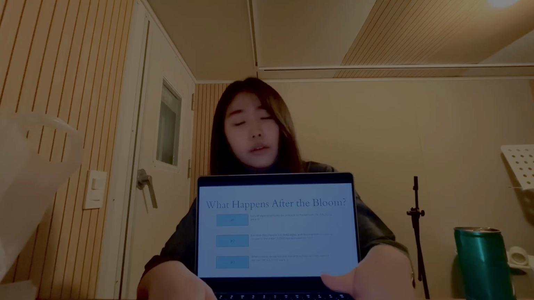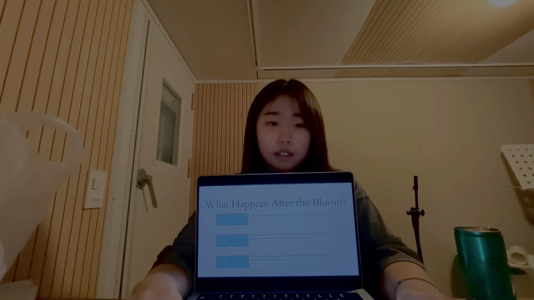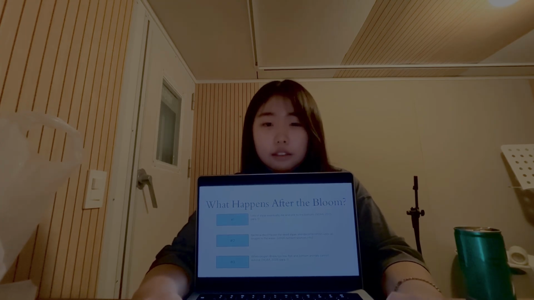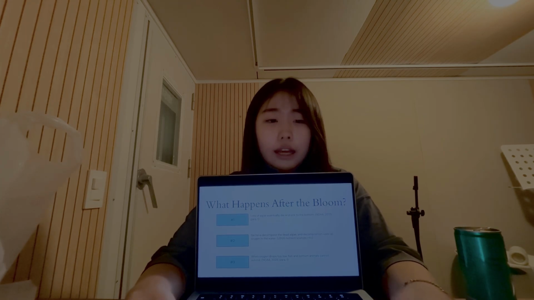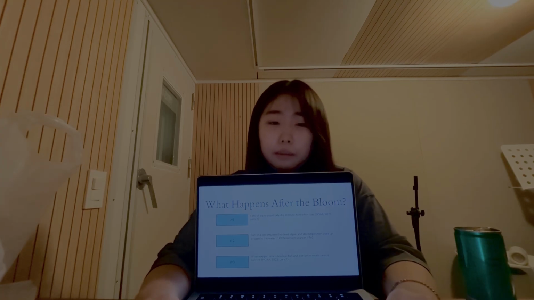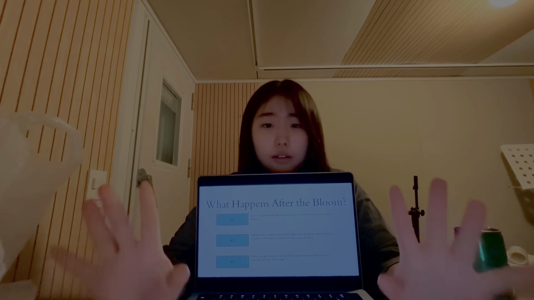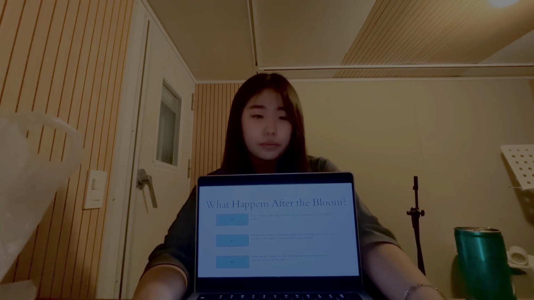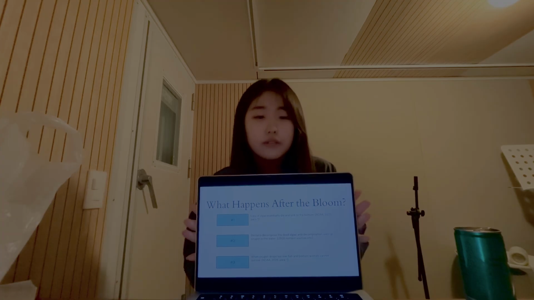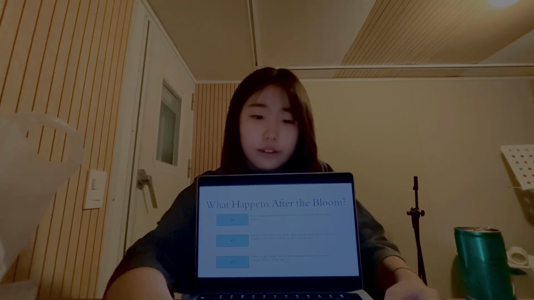And so I'm going to tell you what happens after the bloom. A lot of algae will eventually die and sink to the bottom. And as you know about decomposition, bacteria will decompose the dead algae, and decomposition will use up the oxygen in the water. And when oxygen drops too low, fish and other organisms are not able to survive.